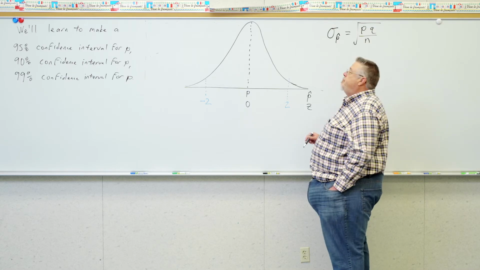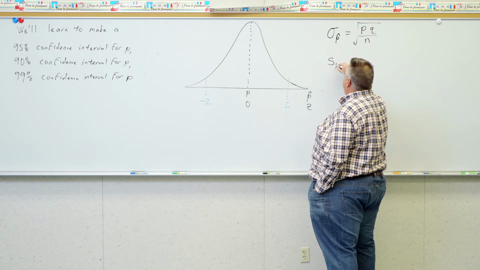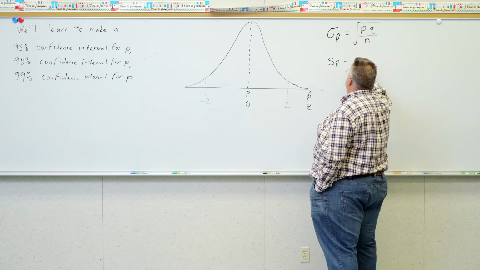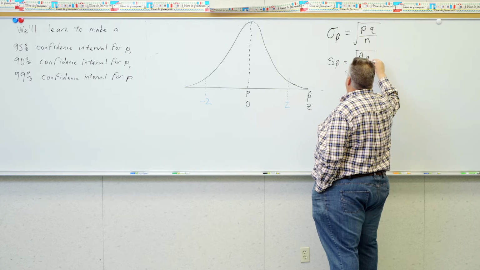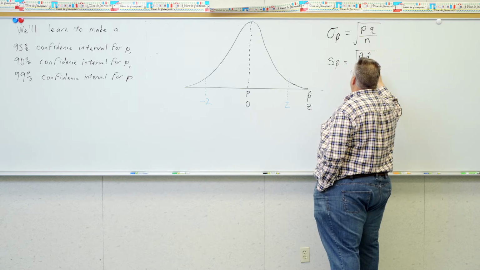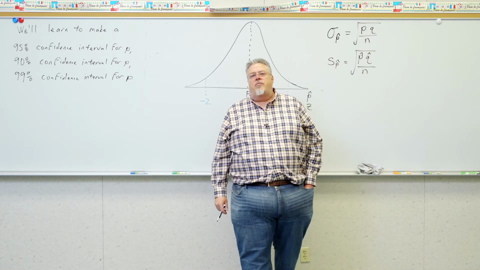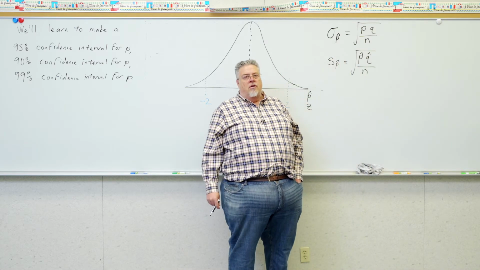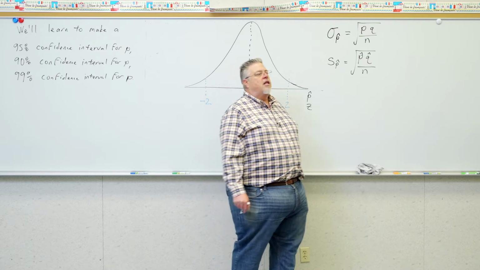I'm going to use the next best thing I've got, and I'm going to call it S, the standard deviation of p hat. And it's very similar. It's just going to be the square root of p hat times q hat over n. So same thing, except I can't use my desired p and q. I've got to use my estimates, p hat and q hat, because that's all I've got.